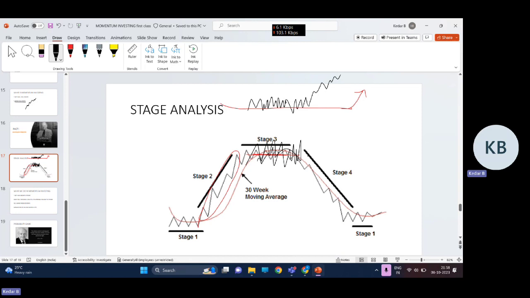Now two things can happen after this. If the 200 daily moving average again points upwards and the stock again starts making higher highs and higher lows, then it means that stage three was the same as stage one, and a new stage two has entered. Listen carefully once again: after a stage three, if the 200-day moving average starts pointing upwards and the stock again makes higher highs and higher lows, the stage three was a stage one, and it has entered a stage two. Got it? Now the other thing can also happen.